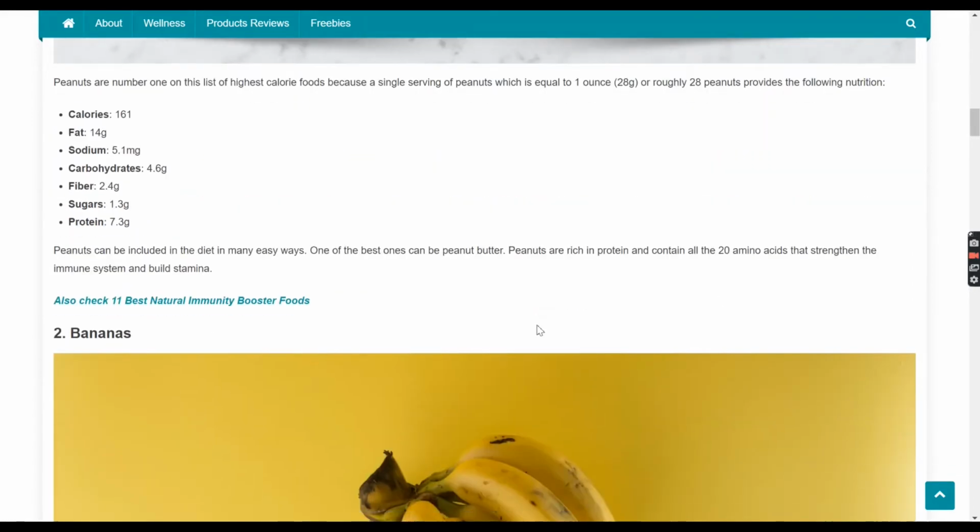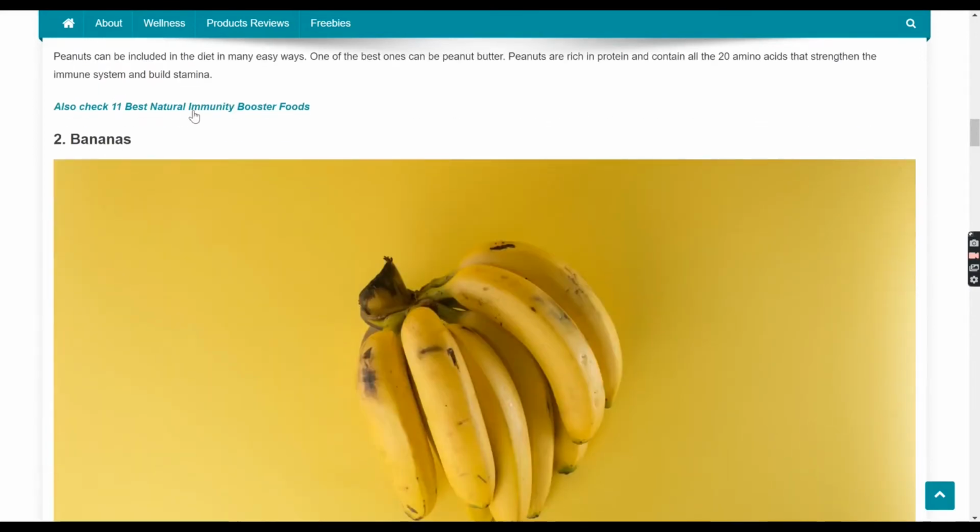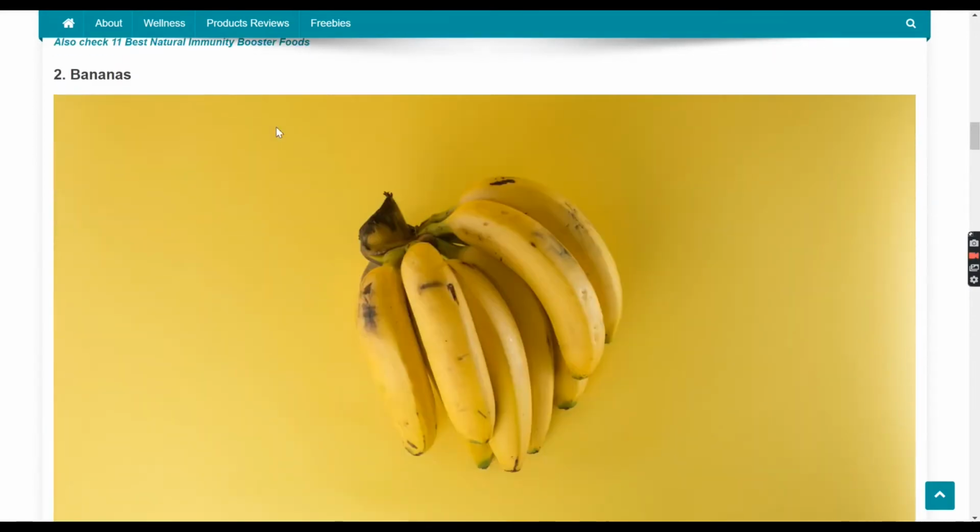One of the best ones can be peanut butter. Peanuts are rich in protein and contain all the 20 amino acids that strengthen the immune system and build stamina. You may also click here to see 11 best immunity booster foods.